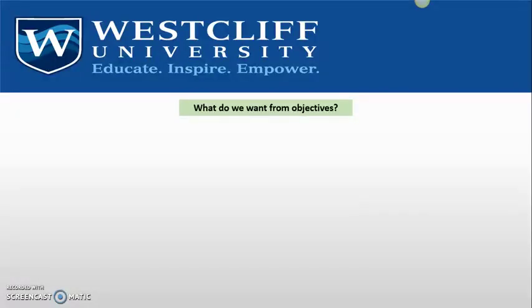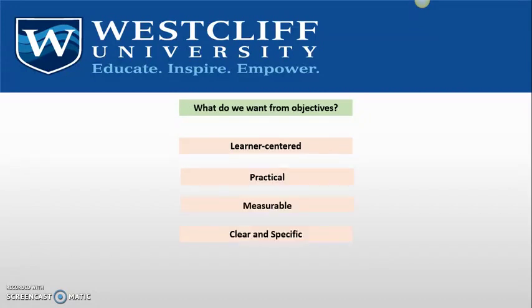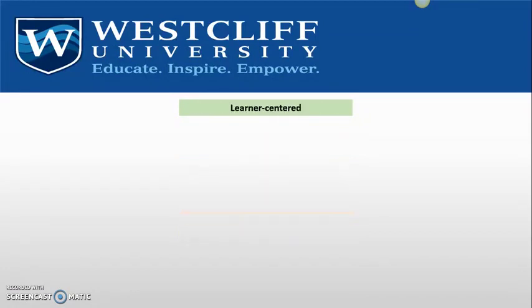Within an objective, you want a few different things. You want them to be learner-centered, practical, measurable, clear and specific. So how do we do that? First, let's take learner-centered. This simply means that you're focusing on the students, not on yourself. Okay, so what are your students going to be able to accomplish?